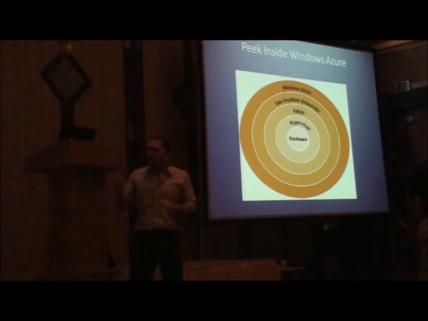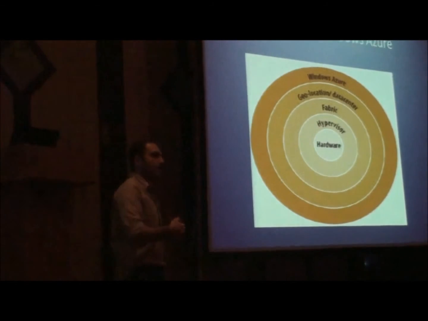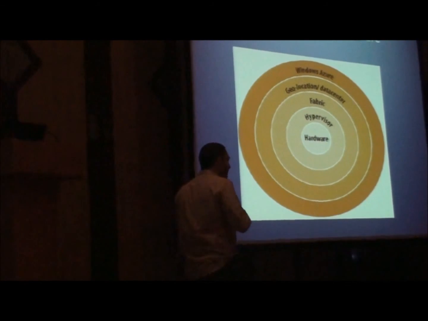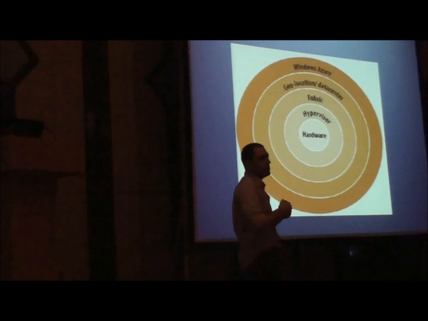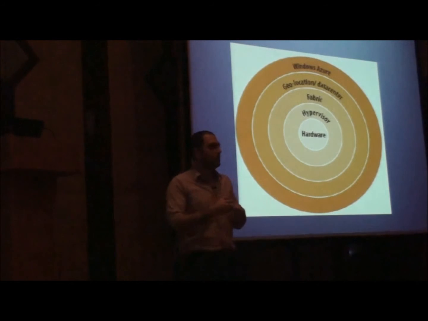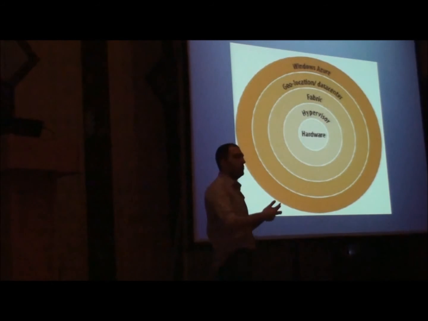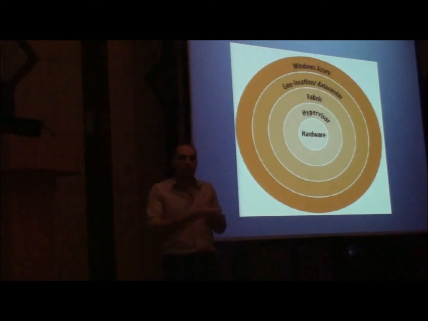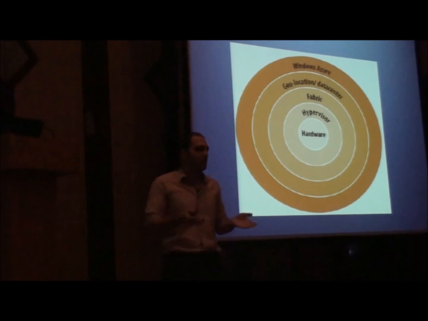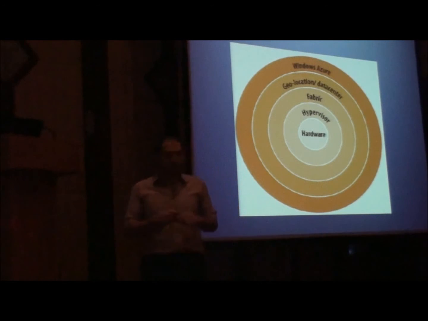First item here is the hardware. That's Microsoft data centers. If you have seen any videos or any photos about Microsoft data centers, they are just massive scale-sized data centers, and that's the hardware. That's the racks, the servers, network, load balancers, everything related to hardware. One level above is the hypervisor.